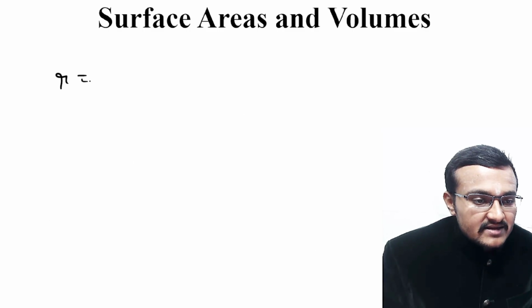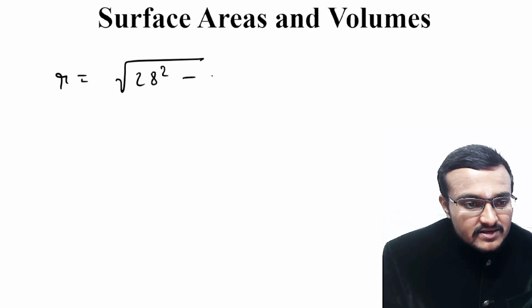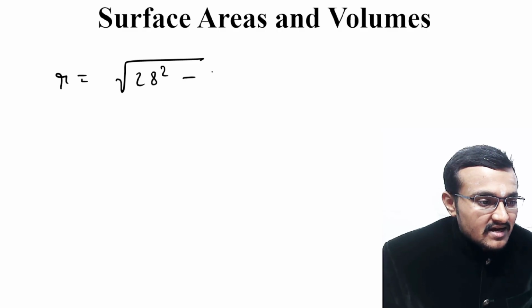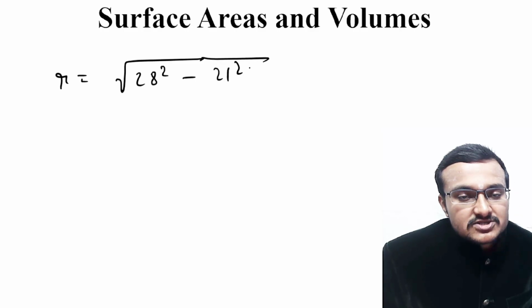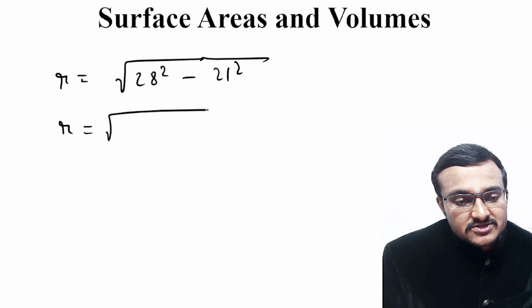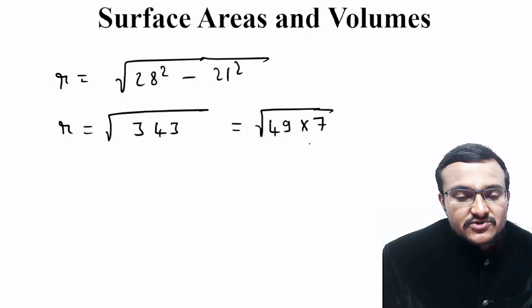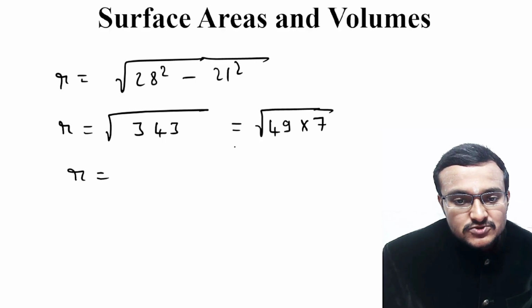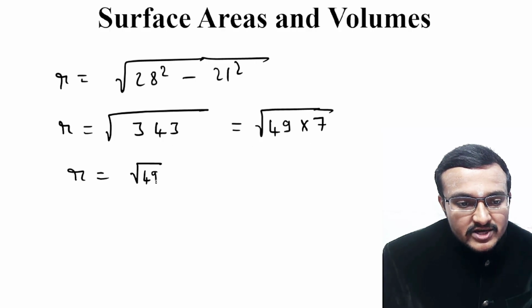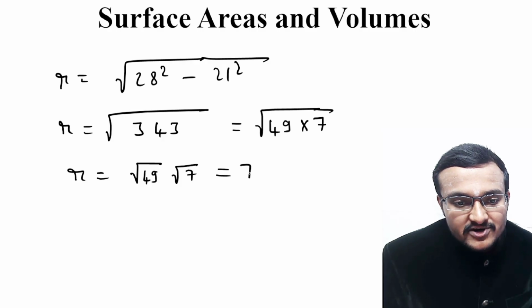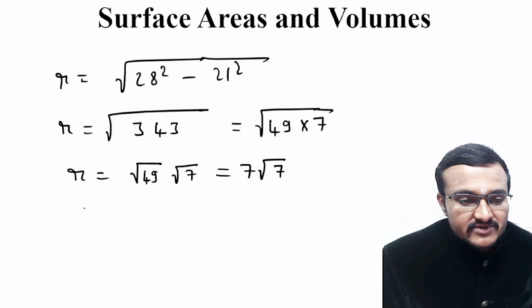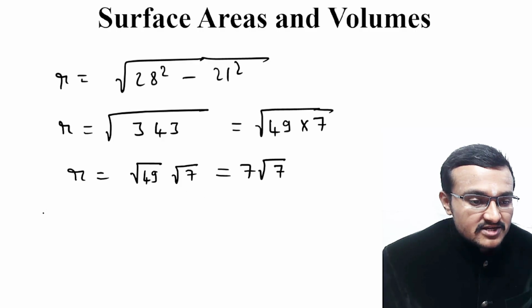So radius r is equal to, L is 28 centimeter, so 28 square minus h is 21, so 21 square. Inside the square root you will get 343. This 343 you can write as 49 into 7. So you can take the square root of 49 and the square root of 7. The square root of 49 is 7, so 7 square root 7. So the radius is 7 root 7.